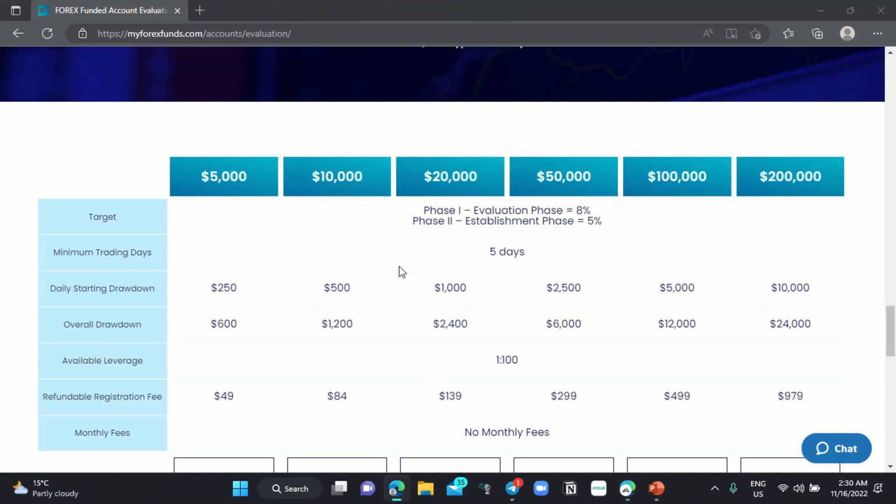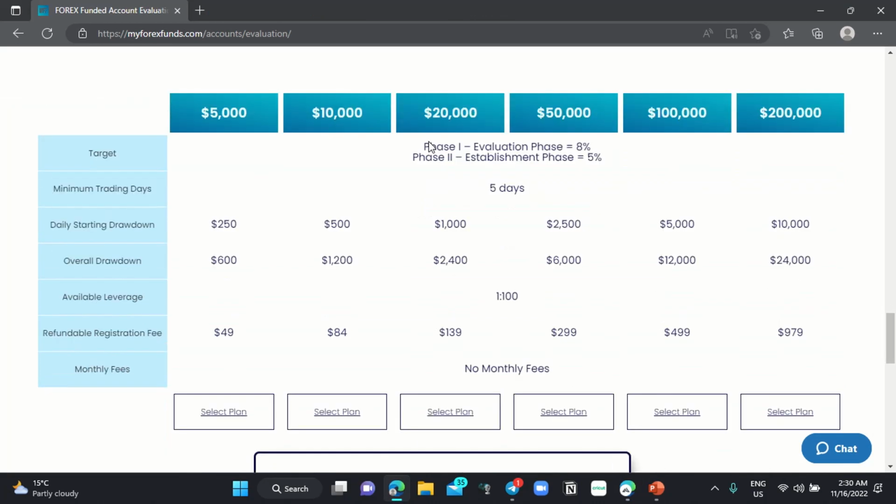So here we have My Forex Funds. This is a disclaimer that I have no collaboration with them. I am just doing this of my own willing. Here we have the My Forex Funds evaluation accounts. I'm going to do an example with the 10k USD account since it's the most popular and the most affordable account.